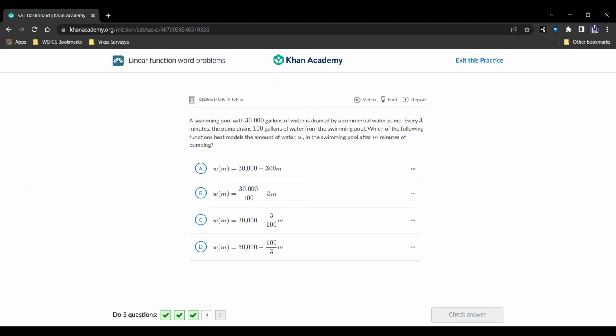All right, question number 4. A swimming pool with 30,000 gallons of water is drained by a commercial water pump. Every 3 minutes, the pump drains 100 gallons of water from the swimming pool. Which of the following functions best models the amount of water W in the swimming pool after n minutes of pumping?